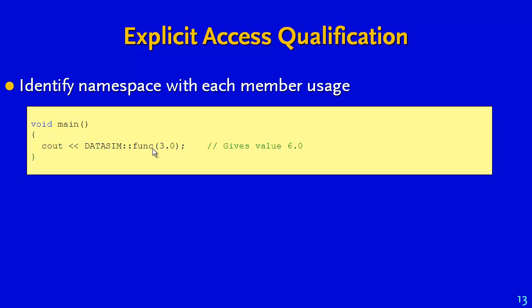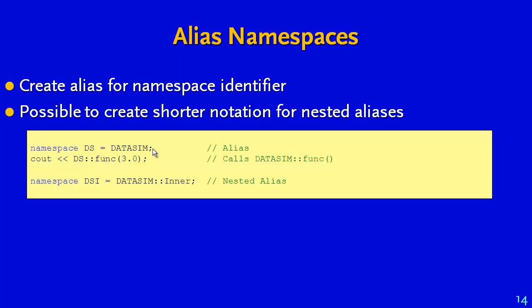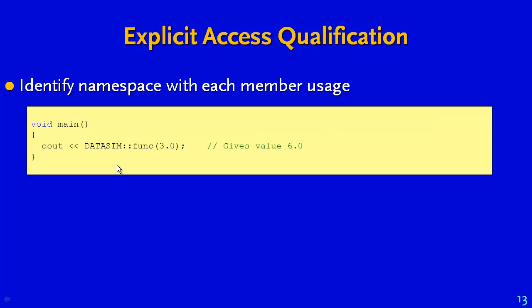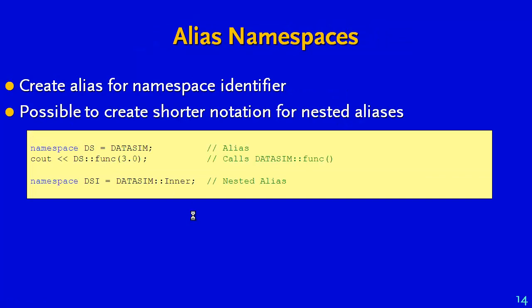Now, we talked about namespaces with long names, so we've got a way to create a shorthand notation. We create an alias for a namespace identifier. So we have a very long name, let's say datasim.inner. Every time you have to say datasim scope inner, I just use an alias called DSI, and I just use DSI as before. Here's another alias, namespace DS is datasim, and I use explicit access qualification, but not on the original namespace name, but on its alias. So it's quite easy as well.